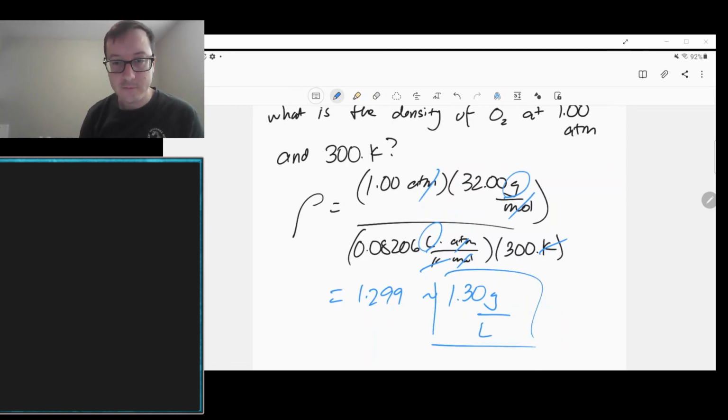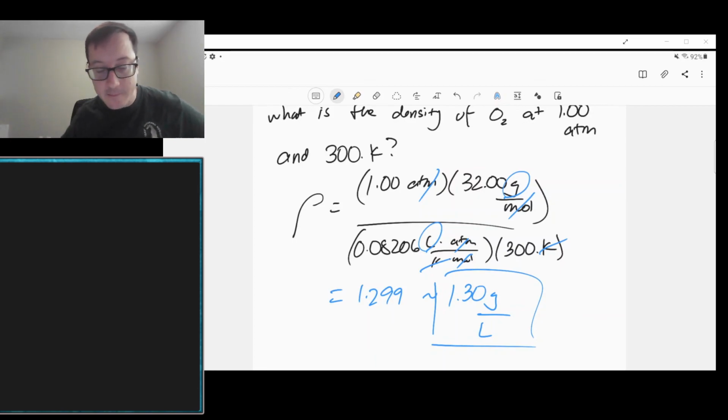Simple. So just another equation for us. It's just solving this thing for grams per liter. And so that's one thing we can do with it. We can relate density and molar mass as well using the ideal gas law. All right, and so we can do all this sort of fun stuff.